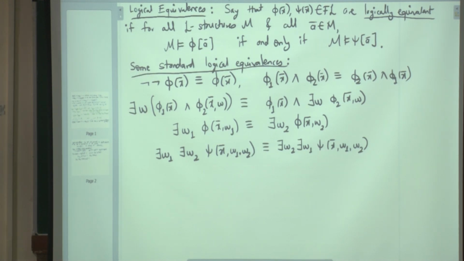So now some interesting ones. So I am also going to talk about something like for all. So there exists w1 for all w2 psi x bar w1 w2, and on this other side I write for all w2 there exists w1 psi x bar w1 w2. Are these two logically equivalent?